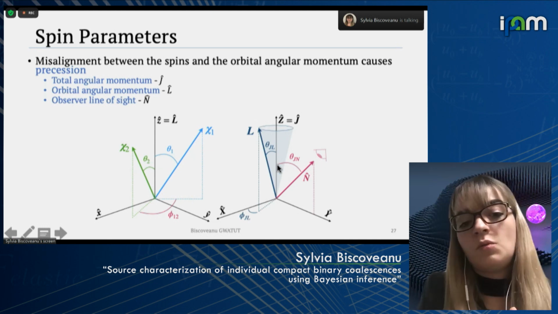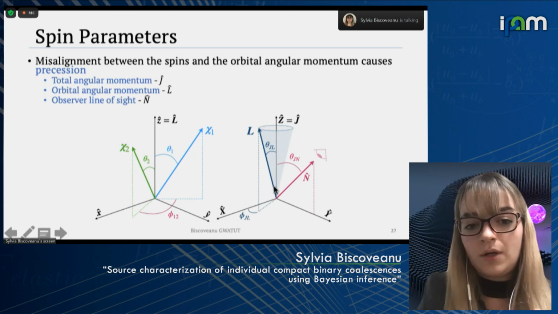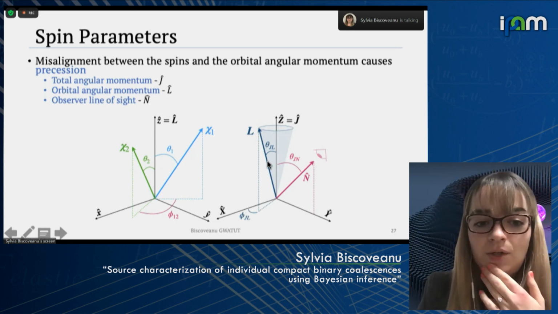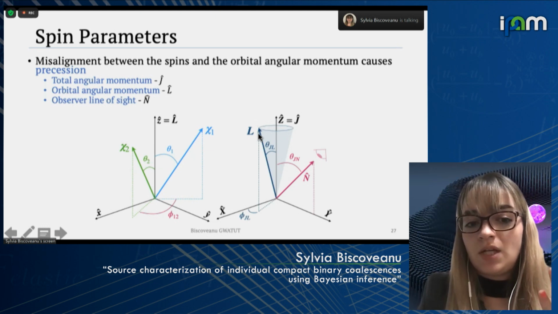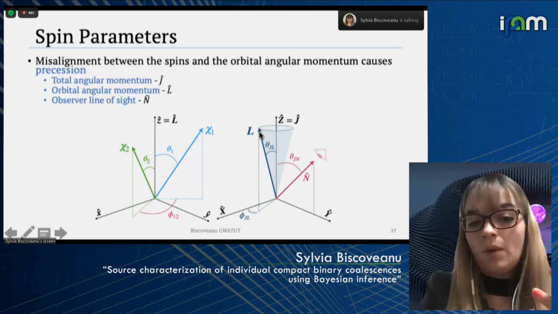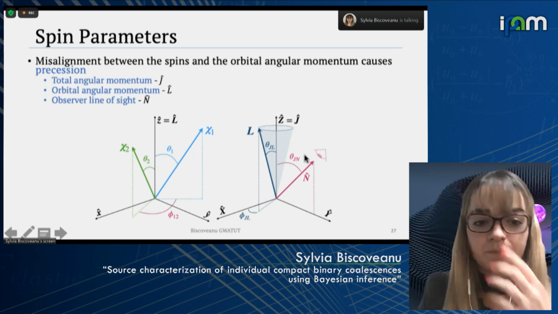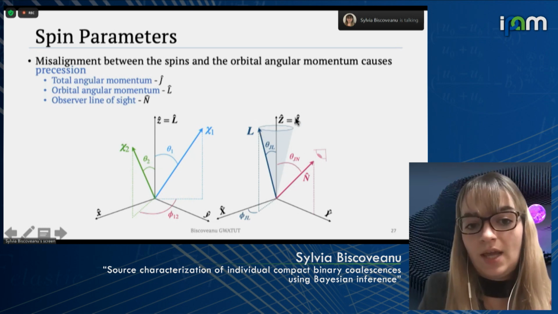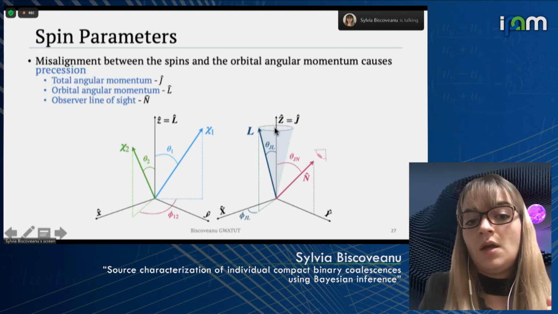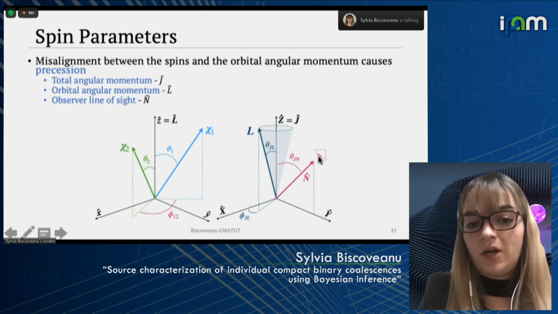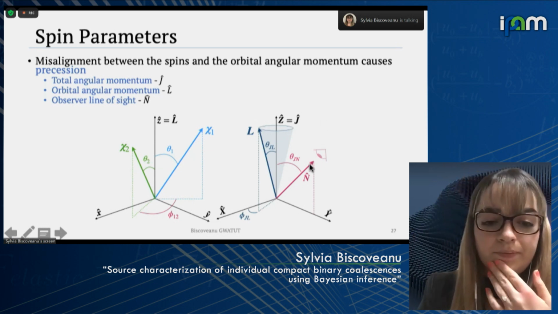And we can define one other inclination parameter here as well, called theta JN. So previously I introduced iota as the angle between L and N, but if the system is precessing, then L wobbles, and so iota is not going to be constant, whereas theta JN is the angle between the total angular momentum and the observer line of sight. And so the total angular momentum is fixed, and so this will be constant throughout the evolution of the system.